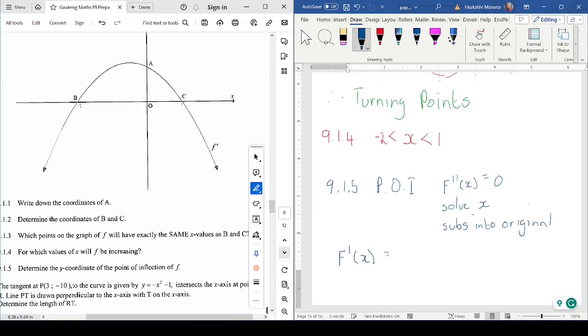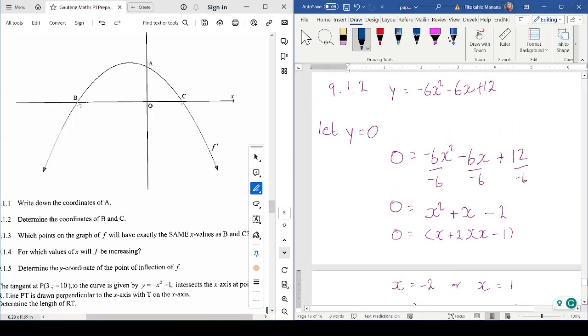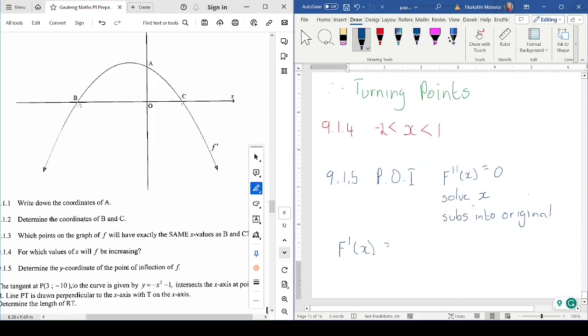as we solved it above, we got minus 6x squared minus 6x plus 12. Okay, that's what we got. Hope you remember that. If I remember it by heart, it is minus 6x squared minus 6x plus 12.